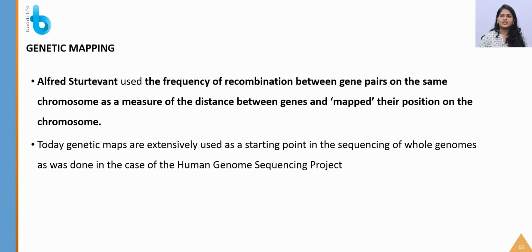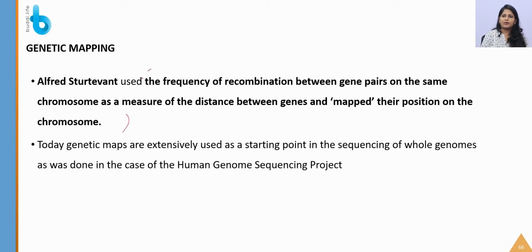So next will be genetic mapping. This is a smaller concept which can be asked for 1 mark. Alfred Sturtevant used the frequency of recombination. So the principle is very important. With it he did genetic mapping: he chose the frequency of recombination between the gene pairs on the same chromosome as a measure of distance between genes and mapped their position on the chromosome.